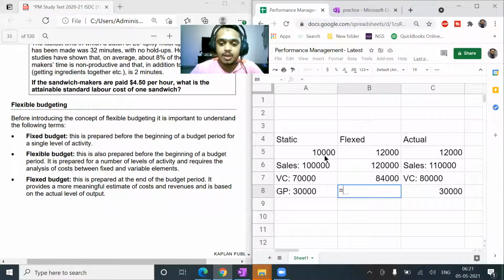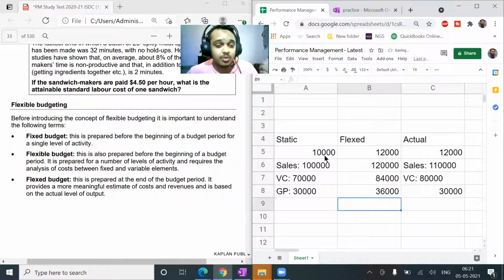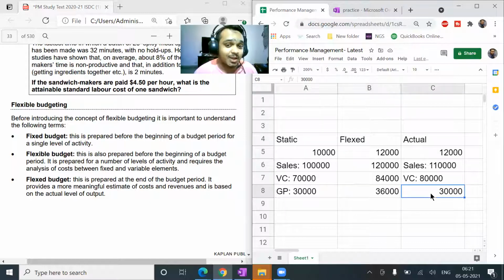Now, what is my gross profit? My gross profit is 1,20,000 minus 84,000. My gross profit had to be how much? 36,000. But you are only at 30,000. It means that there is a variance of 6,000. Now this is possible when I'm creating this flexed budget. I can compare these two properly.